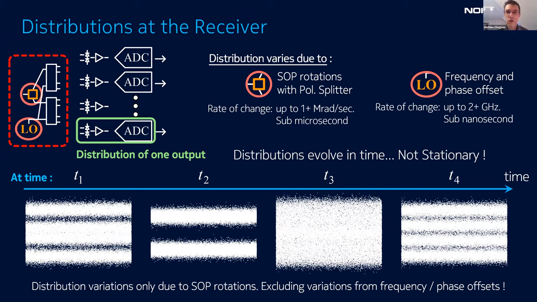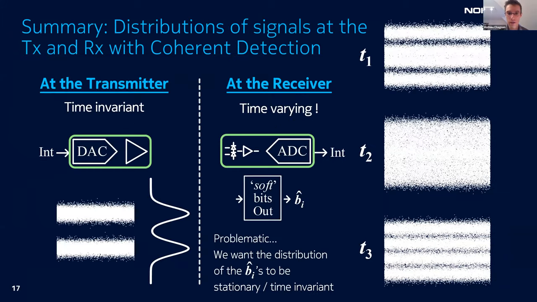On top of that, there's the fact that I'm injecting an LO, and there's the frequency and phase offset between the LO and the impinging signal. And that also spins everything and makes everything even more non-stationary. And so this makes it hard. That's a summary slide of what's happening: at the TX the distributions are time invariant, whereas at the RX, it's time varying.